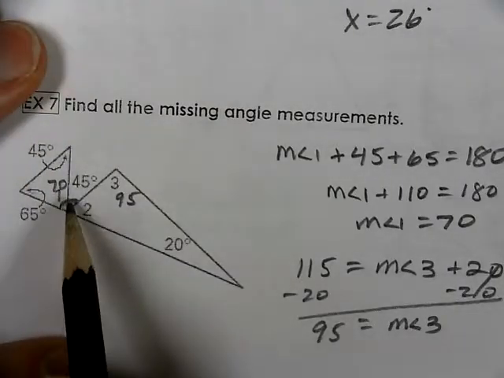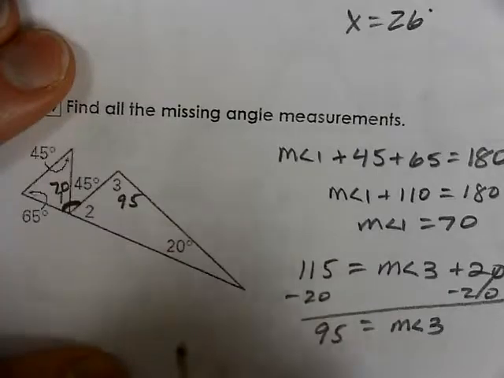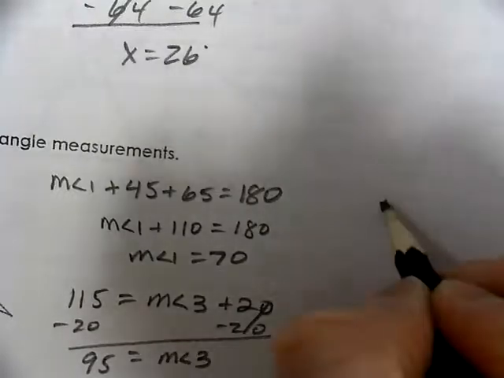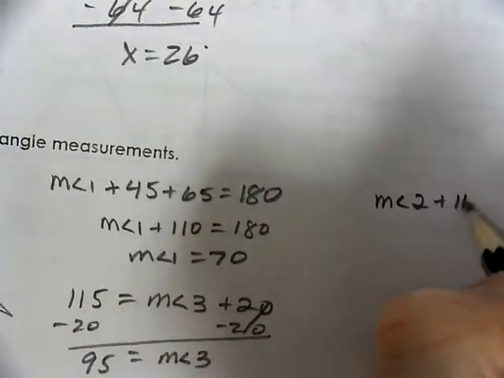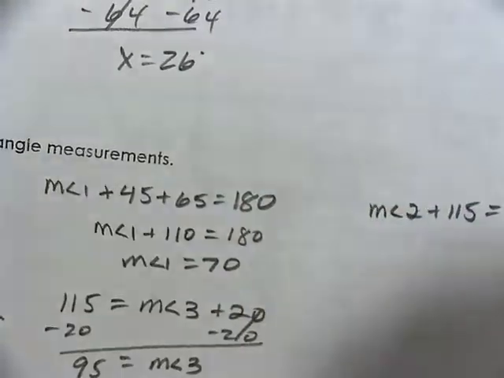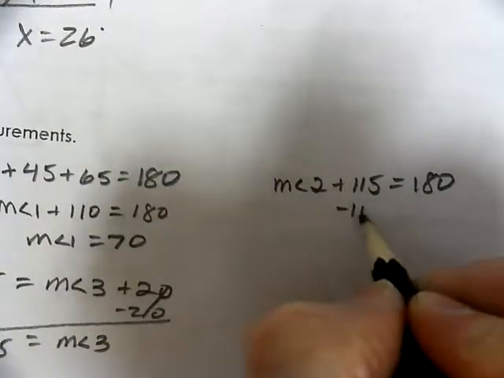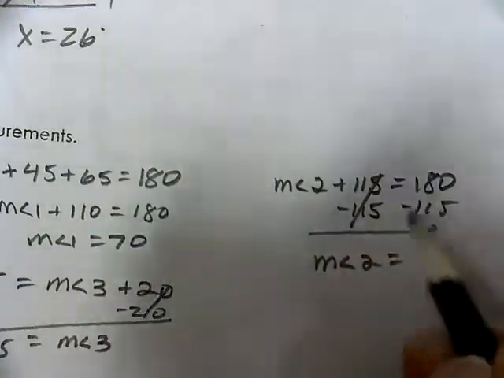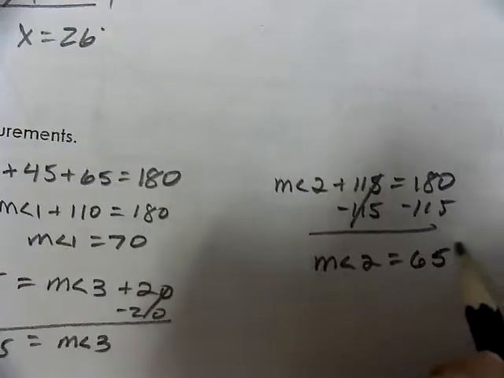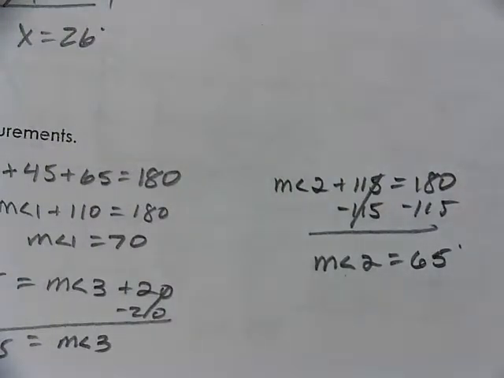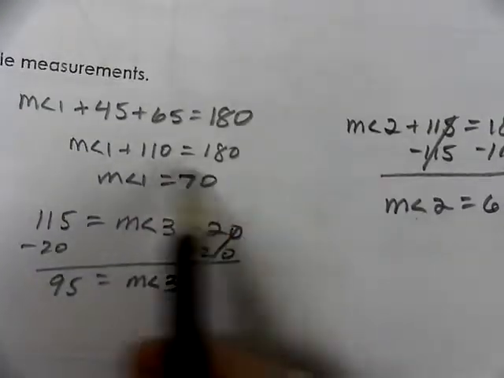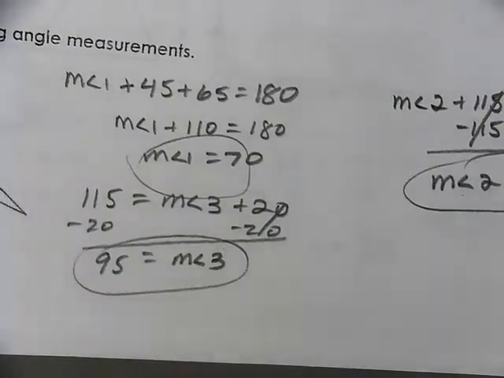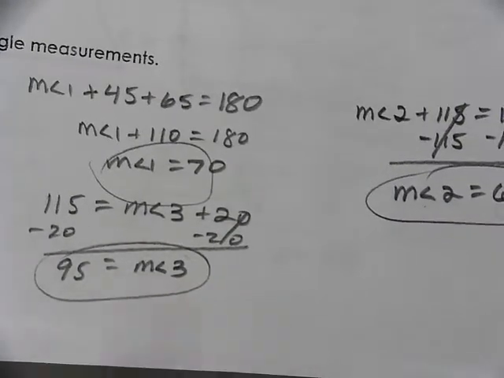And if that's 115, it's a linear pair with 2. So the measurement of angle 2 plus the 115 has to add up to 180. So the measurement of angle 2 is going to equal 65 degrees. So we did it. We found the value of 1, of 2, and of 3. Have fun with triangle angles.